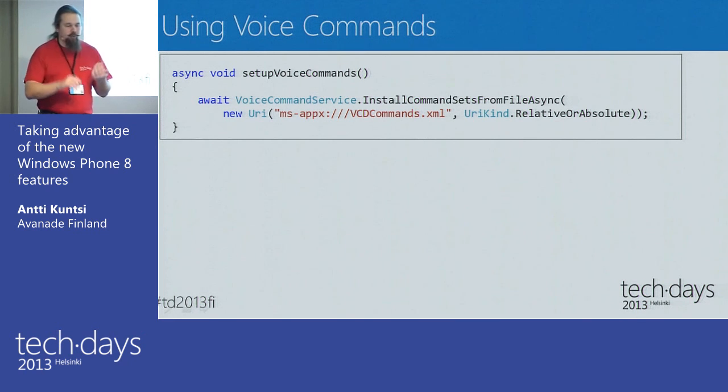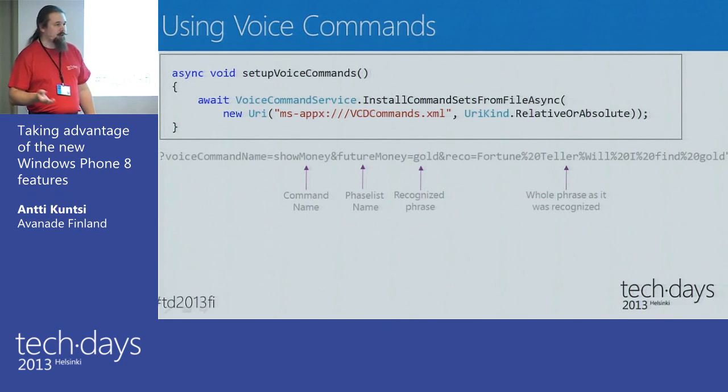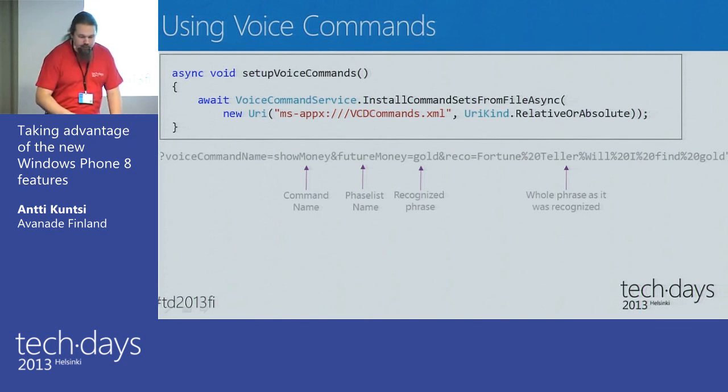If you put a breakpoint here when you execute an application, you can see that it throws an exception if you have typos in your VCD file. When you get started, the query string comes like this. So you have a voice command, which is the command that was identified in our voice command file. Then we have the phrase list, the futuremoney. It's given also to us in a parameter. And in this case, the user wanted to know if they will find gold. So we get gold as a phrase that was recognized. And we also get the full phrase that the user told as it was recognized by the speech recognition engine. So apparently the user asked, "Fortune teller, will I find gold?" from the phone.